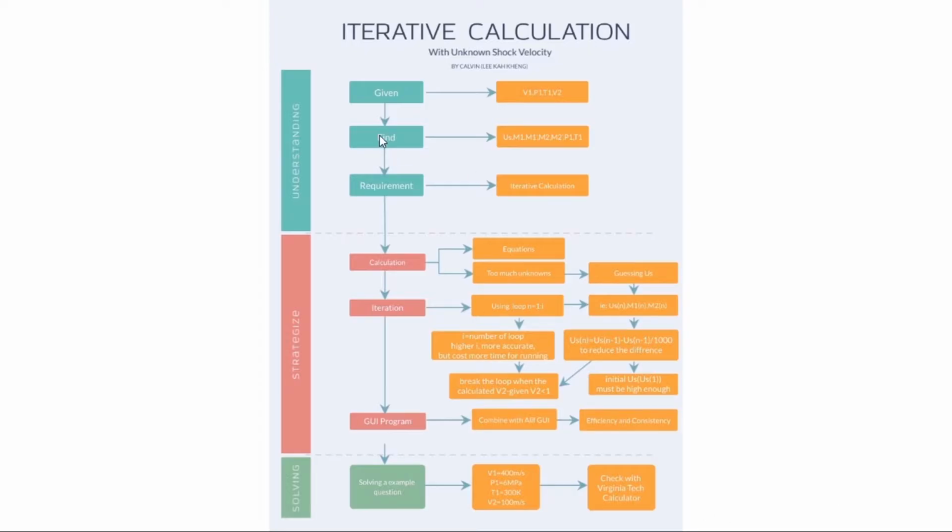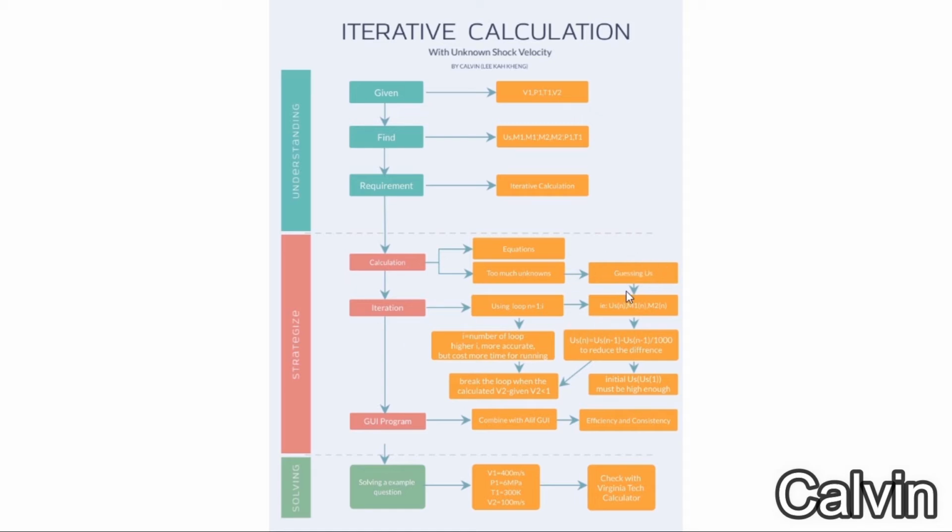Greetings, after I'm talking and now I want to present the coding for the gauge calculation. So I split the structure into three parts. The understanding: this parameter is given and we have to find this parameter. The requirement is that we have to use an iterative calculation. For the strategized part, we use a few equations to solve the calculation, but there are too many unknowns, so we have to guess one of the parameters, and the parameter we chose is the shock velocity.